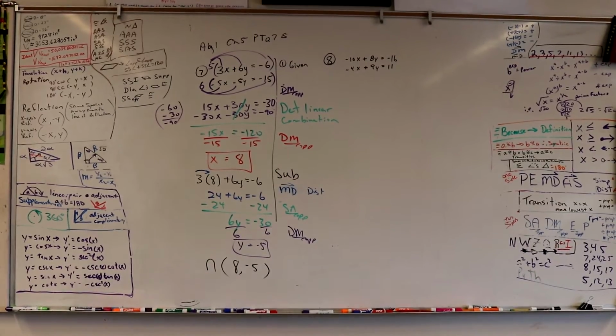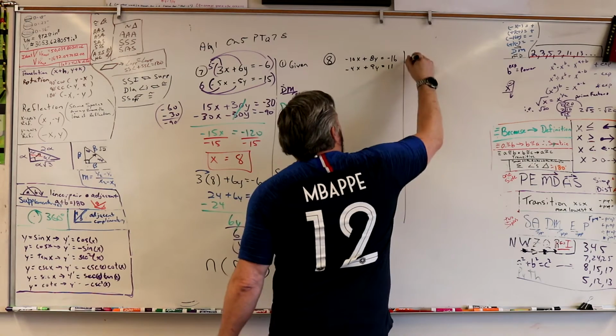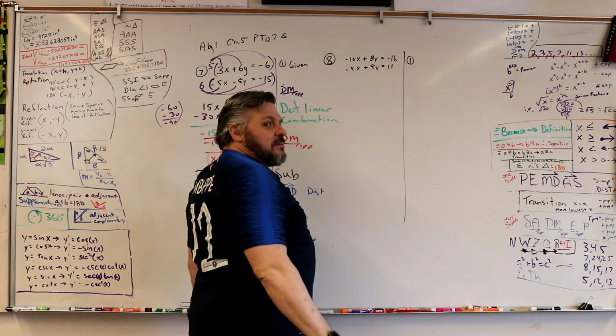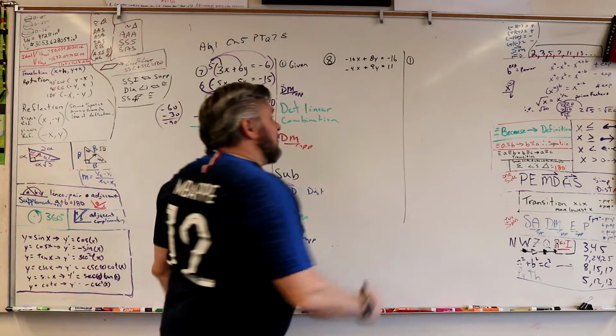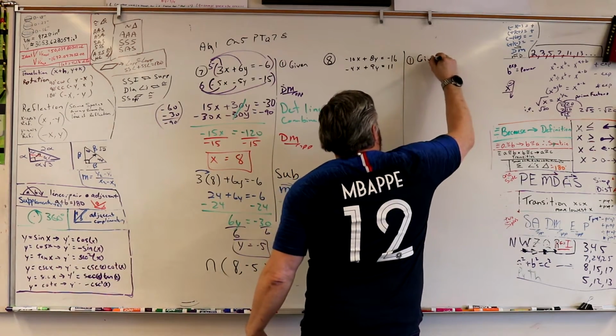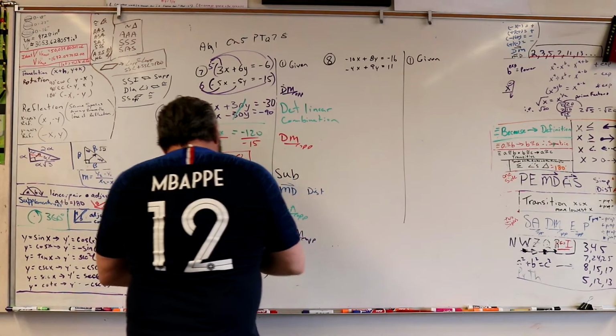Ready? Number 8. So what is our first step on number 8? Step number 1. Look at this side. What did we do first? Given. Okay? Alright, so now we have a given. What are we going to do next?